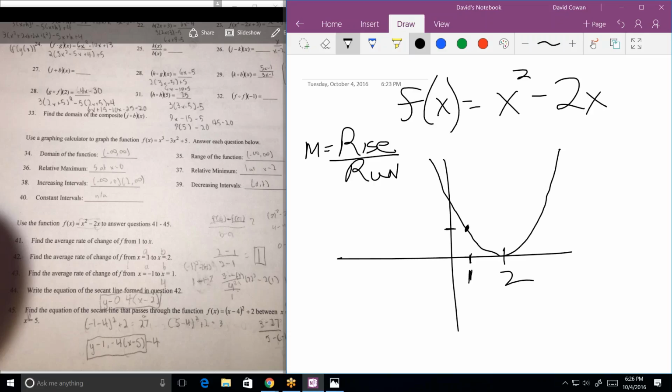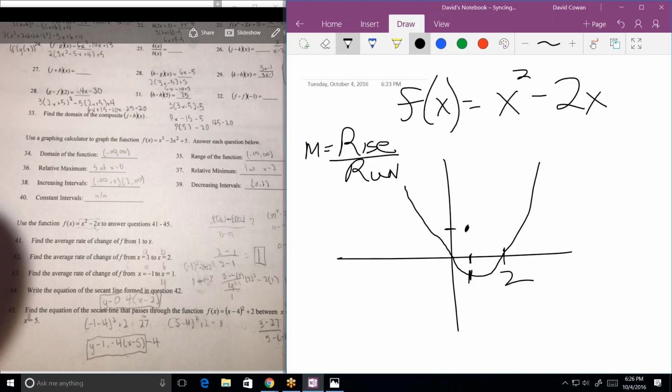How can f of 1 be minus 1? It's 1 squared minus 2. That's minus 1. That means my graph isn't right. Why is my graph not right? Our vertex, when x is 0, y is 0. That's why our graph isn't right. It looks like this. When x is 0, y has to be 0, so our vertex has to occur there, and when x is 2, y is 0. That's what we're looking at.